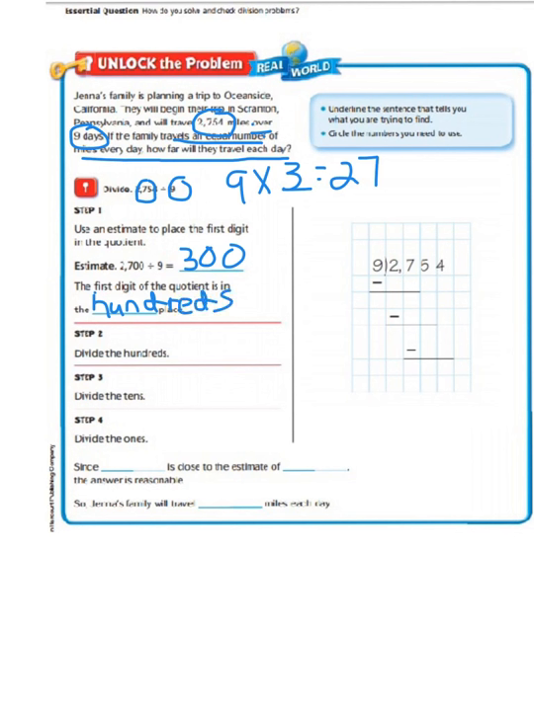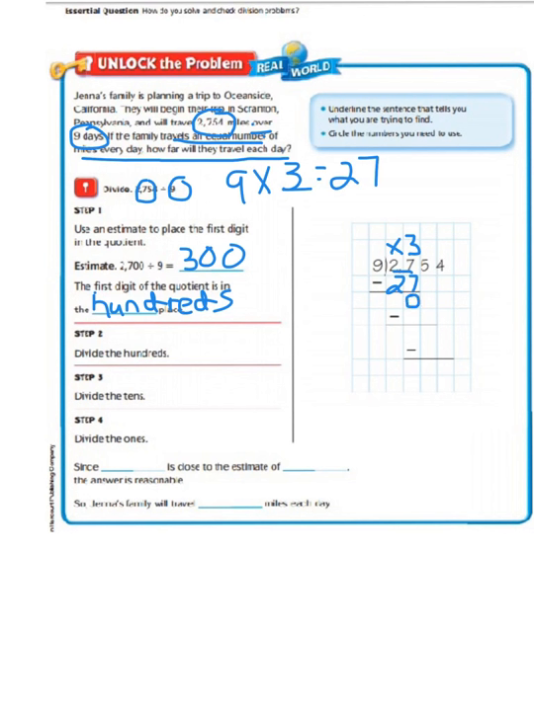Okay, then step 2 says to divide the hundreds. So if we come over here, we see that we have 27 hundreds, and 27 divided by 9 gives us our 3. And since we can't do 2 divided by 9, we will place an X or a 0 over the 2 as a placeholder, and we will do our 27 divided by 9, which gives us 3. 3 times 9 is 27. And 27 minus 27 gives us 0.